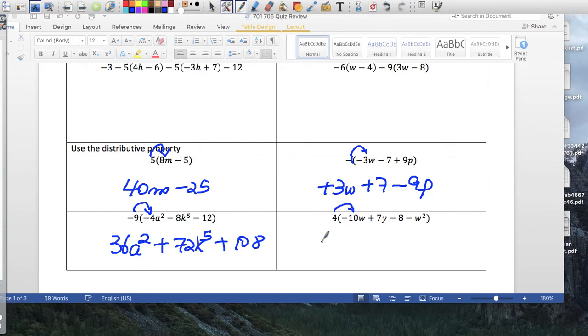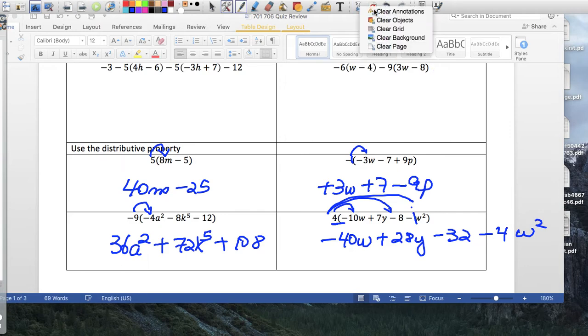Positive 4 and negative 10 is negative. 4 times 10 is 40. A positive and a positive is positive. 4 times 7 is 28y. And this negative over here is going to be negative. 4 times 8 is 32. And positive times negative again is going to be negative. And there's a 1 over here, right? 4 times 1 is 4w to the second power. And you don't combine any like terms because there are no like terms.